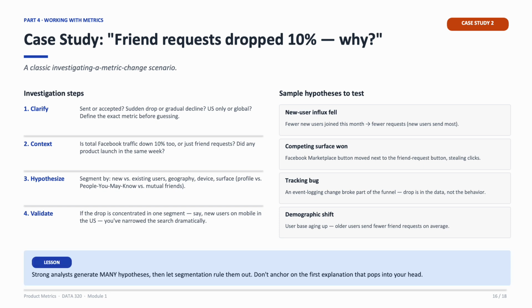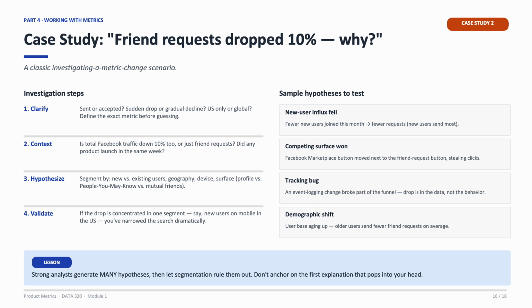The lessons in the case now. Strong analysts generate many hypotheses, then let segmentation root them out. Don't anchor on the first explanation that pops into your head. If you only generate one hypothesis, you find evidence for it whether it's true or not. That's confirmation bias in action.